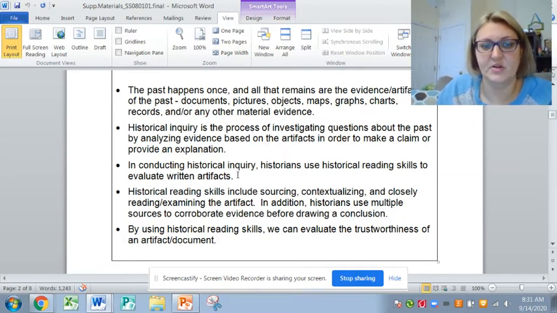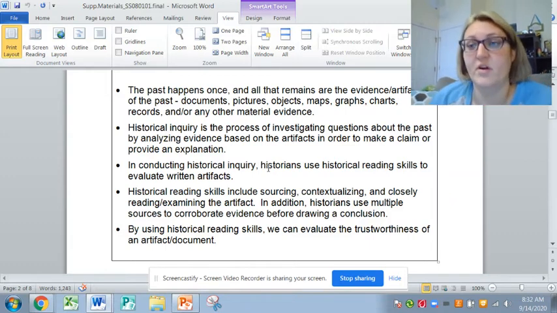In conducting historical inquiry, historians use historical reading skills to evaluate written artifacts. Historical reading skills include sourcing, contextualizing, and closely reading and examining the artifact. In addition, historians use multiple sources to corroborate evidence before drawing a conclusion. By using historical reading skills, we can evaluate the trustworthiness of an artifact or document.